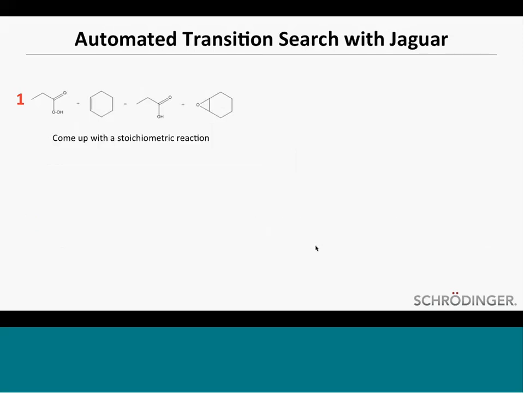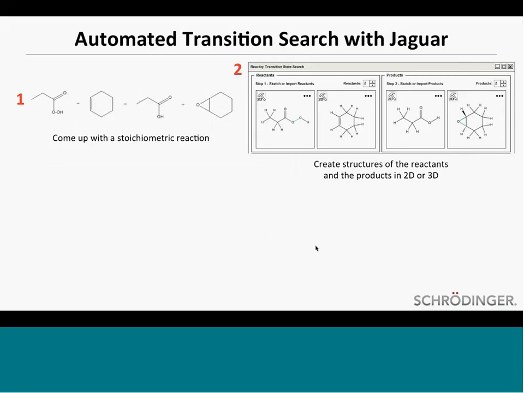So how does this work? In this case, what you would do is come up with a stoichiometric reaction of interest. It's extremely important that this be stoichiometric. Atoms cannot disappear and pop into existence. They must all be there in the reactants and all be there in the products. You would then use the graphical user interface to simply draw these structures in, the two reactants on the left and the two products on the right, again, being careful that stoichiometry is preserved. That is all you need.